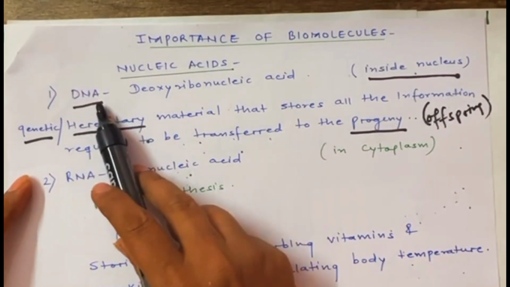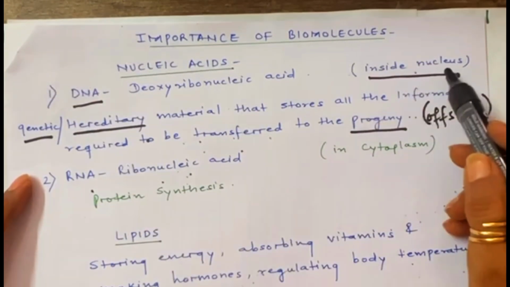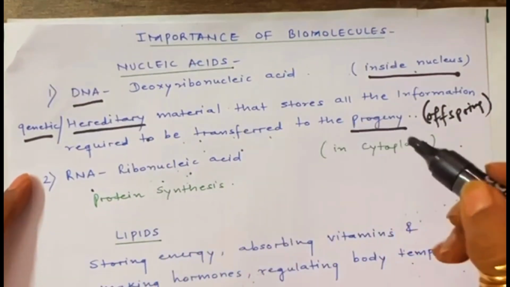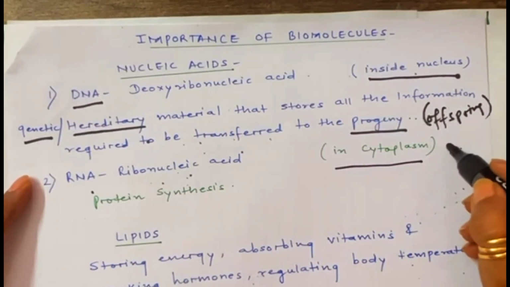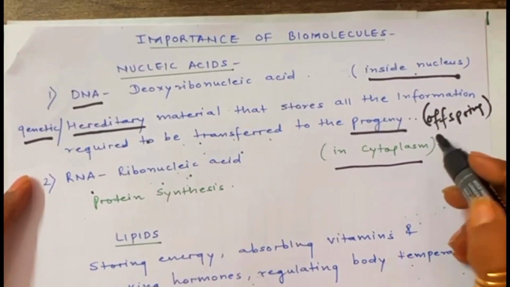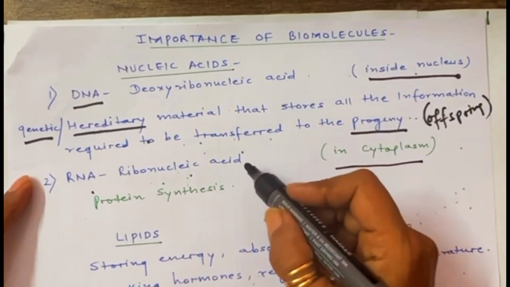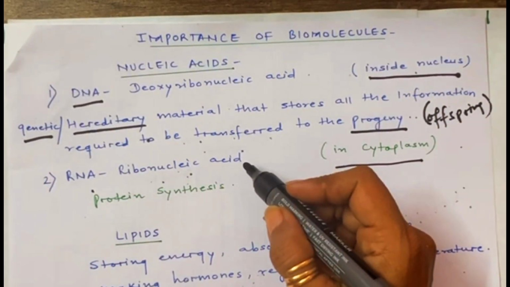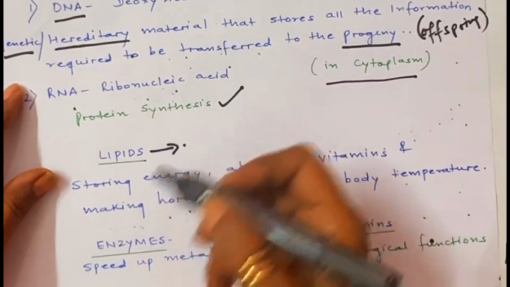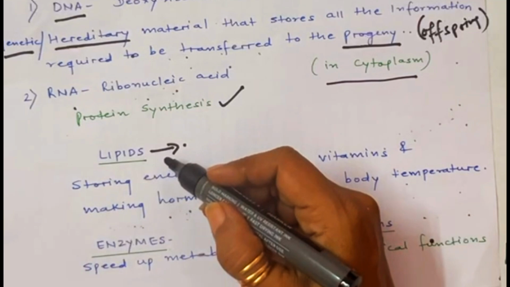What is the site of DNA? Where is it present? It's present inside the nucleus. And RNA is ribonucleic acid. It is present in the cytoplasm, again in the cell. So both DNA and RNA are in the cell, and the major function of RNA is protein synthesis. Then the next biomolecules are lipids.